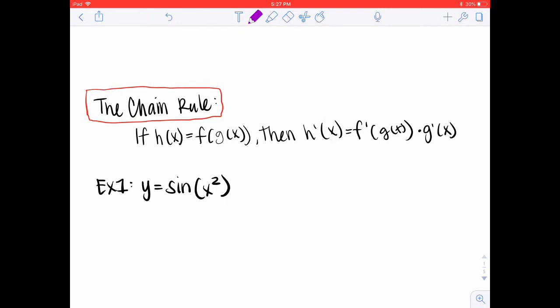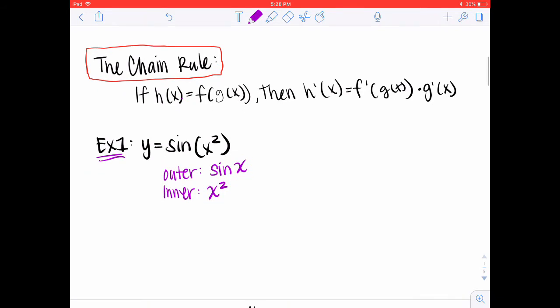Our first example is y equals sine of x squared. Let's identify what our outer and inner functions are. Our outer function, our f of x, is the sine of x. And whatever is inside the parentheses is our inner function, so we have x squared as the inner function. This will help us set up the chain rule.